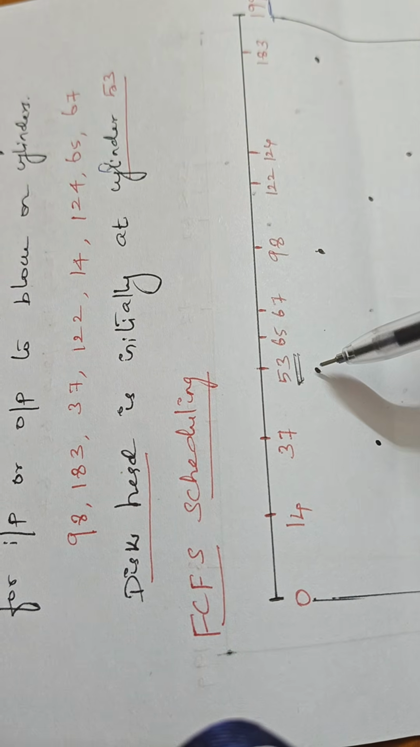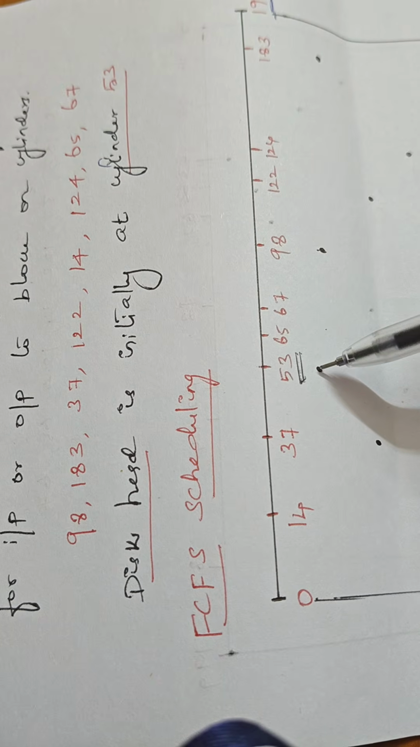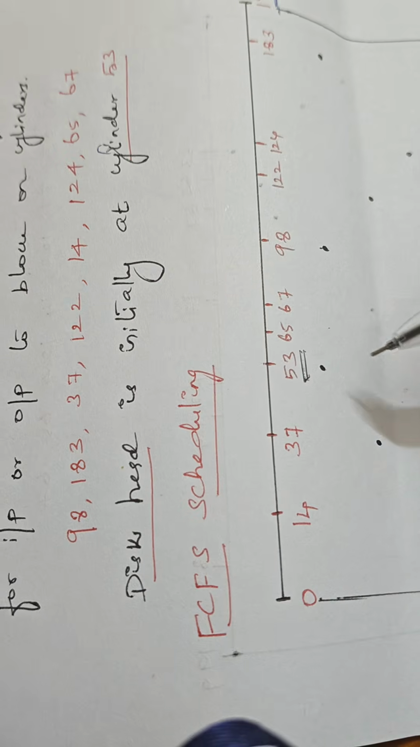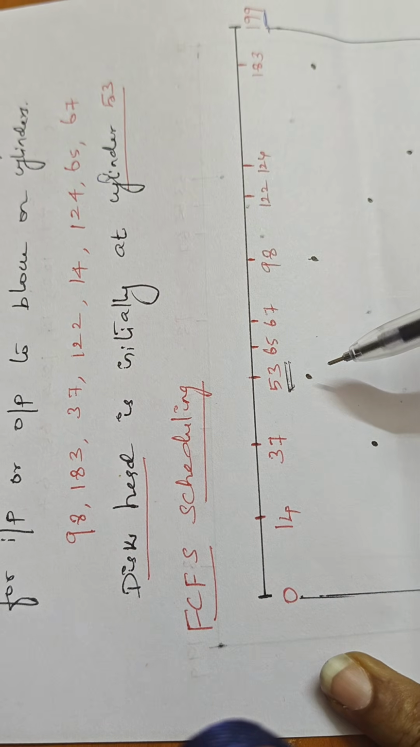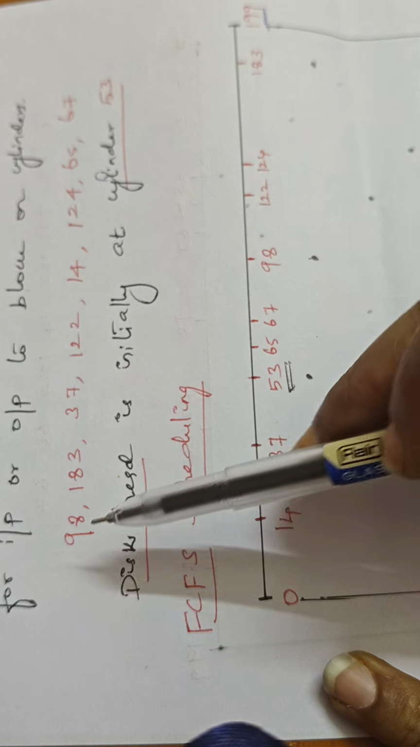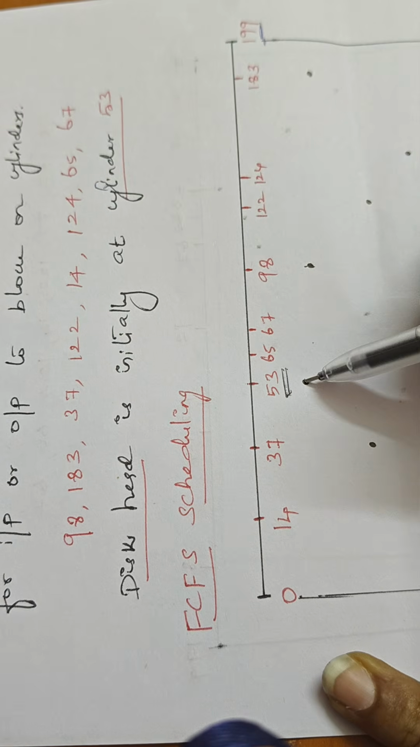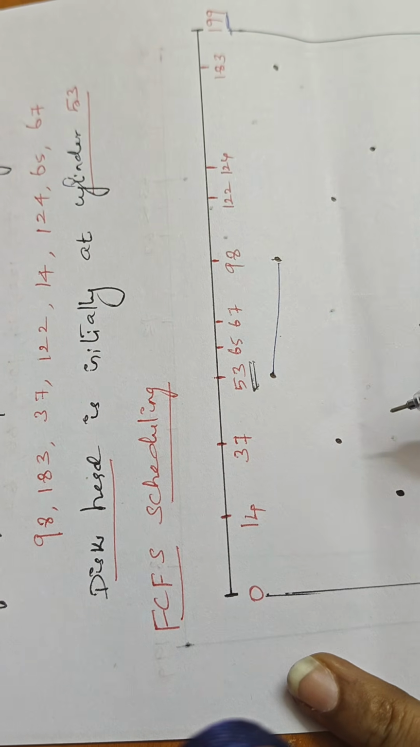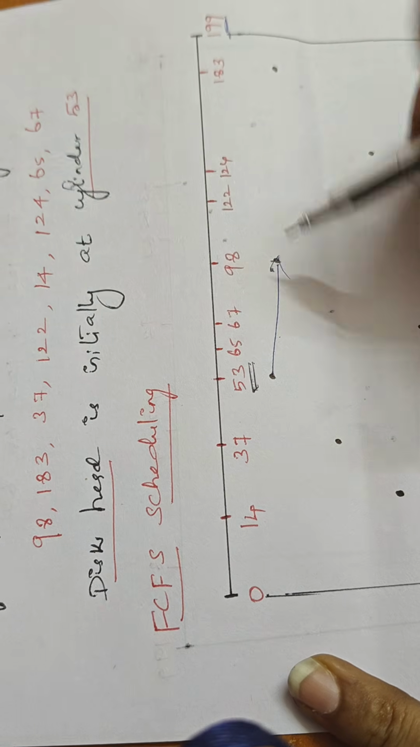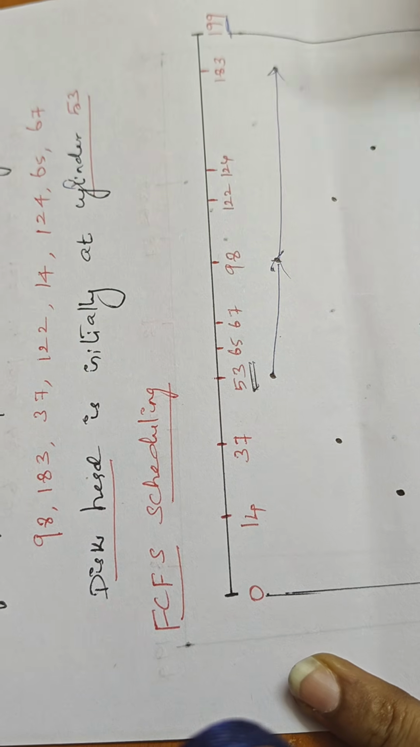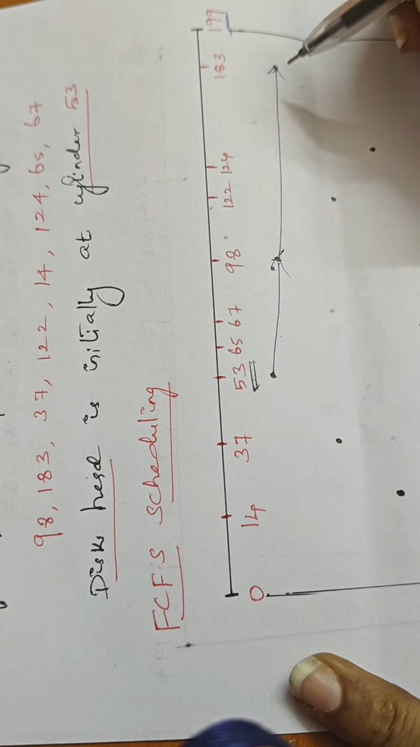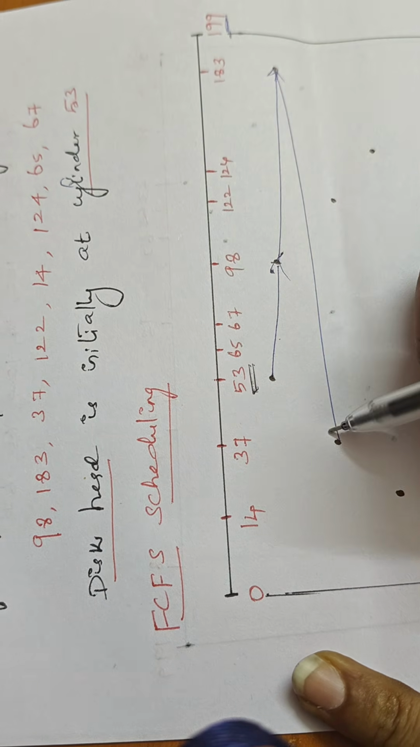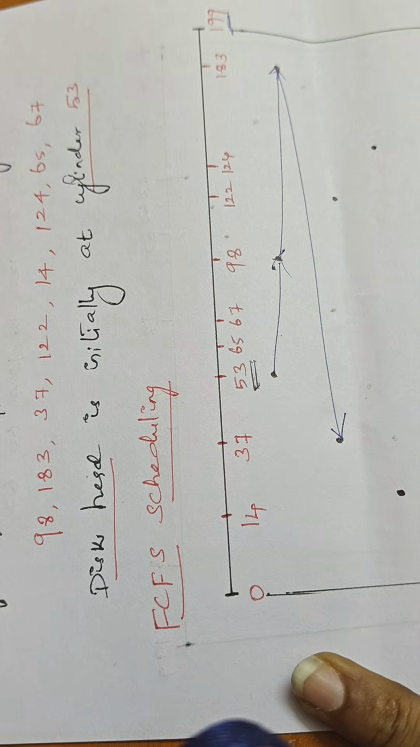As pointed out, 53 is where the disk head is located. So from 53 it starts serving the requests. Our first request is 98, so from 53 it moves on to 98. Then from 98 the second request is 183, so the head moves towards 183. The third request is 37, so from 183 the head moves towards 37.